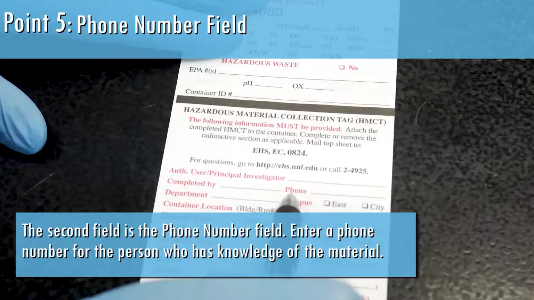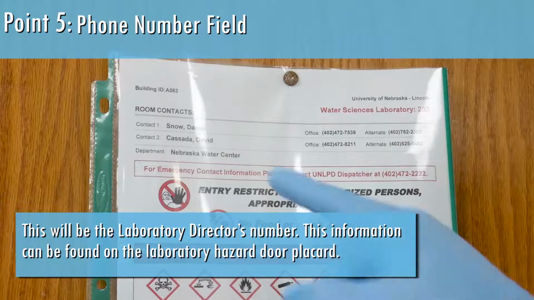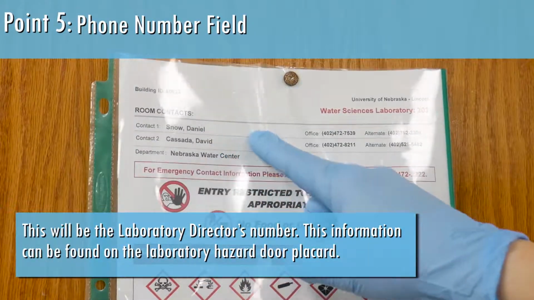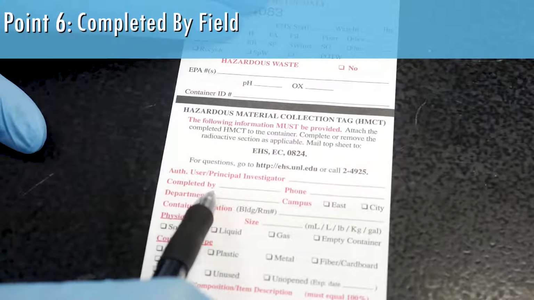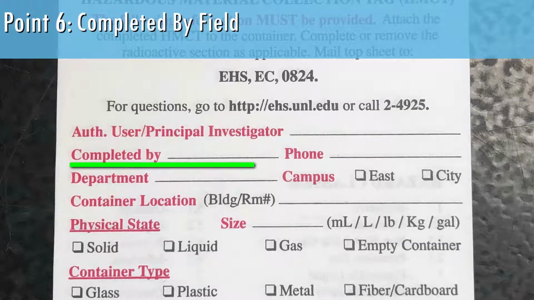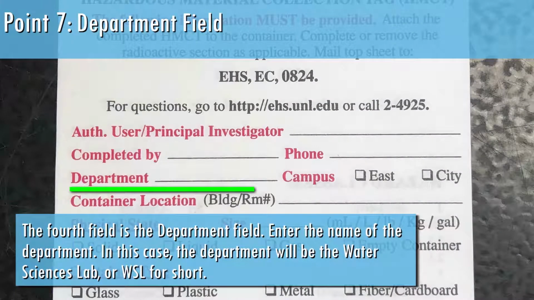The second field is the phone number field. Enter a phone number for the person who has knowledge of the material. This will be the laboratory director's number. This information can be found on the laboratory hazard door placard. The third field is the completed by field. Enter the name of the person who completed the tag. The fourth field is the department field. Enter the name of the department. In this case, the department will be the Water Sciences Lab, or WSL for short.